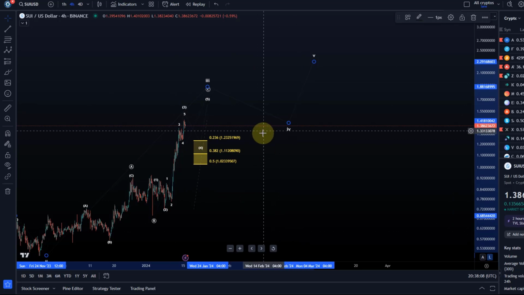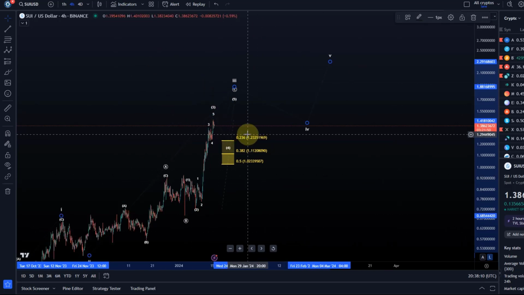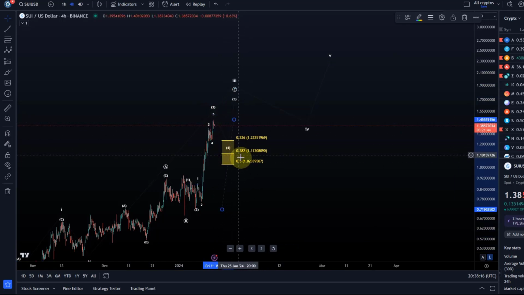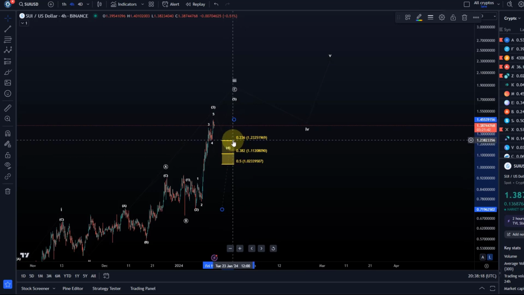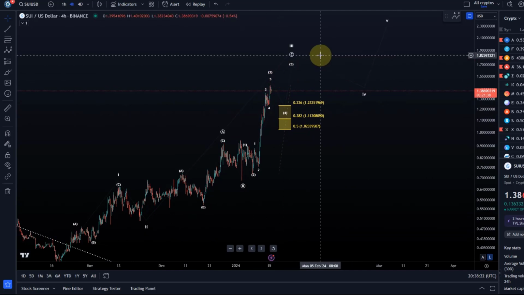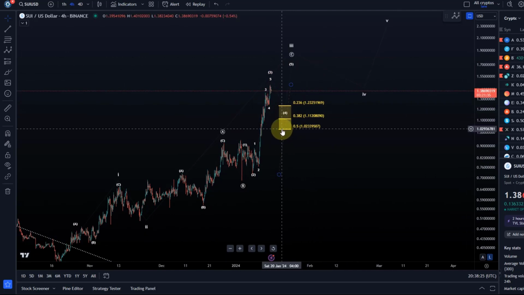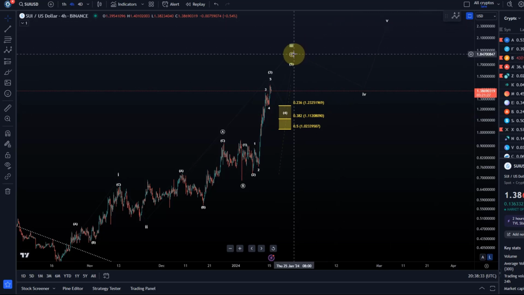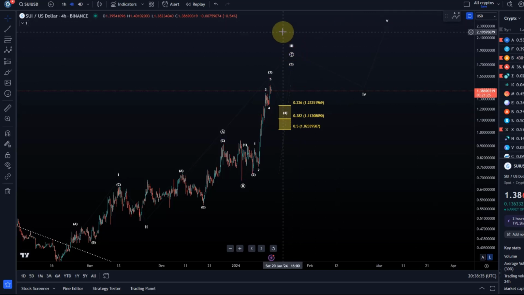So this is sort of what we're looking at, and the micro wave 4 here can find support in this region between $1.02 and $1.23. What does that mean? To maintain the bullish outlook, ideally the price is holding $1.02. So $1.02 is the main support, the bullish support for continuation in an impulse in wave C of 3.